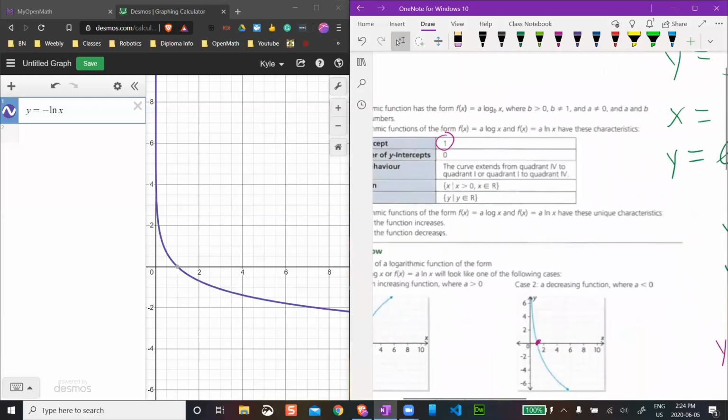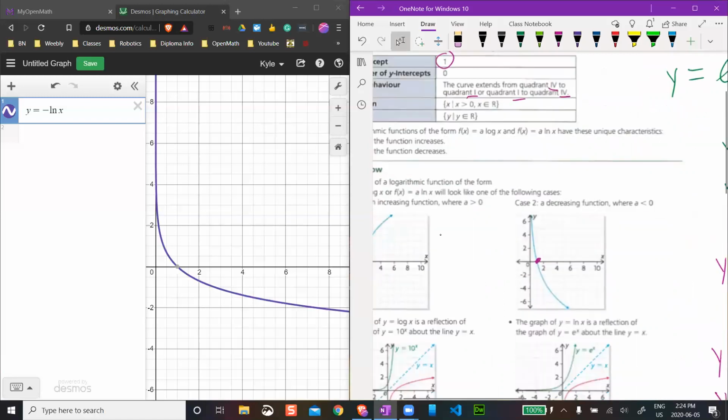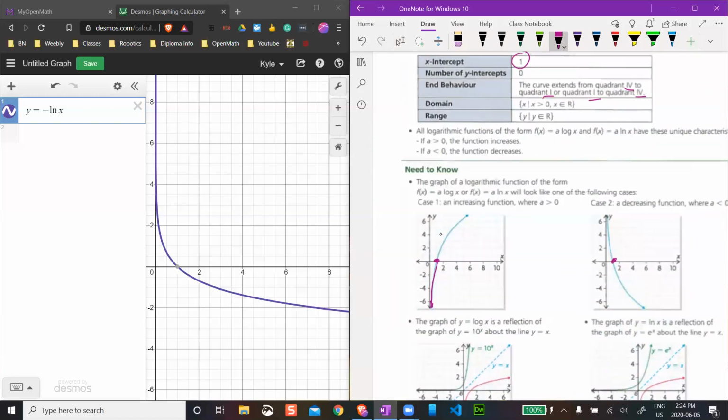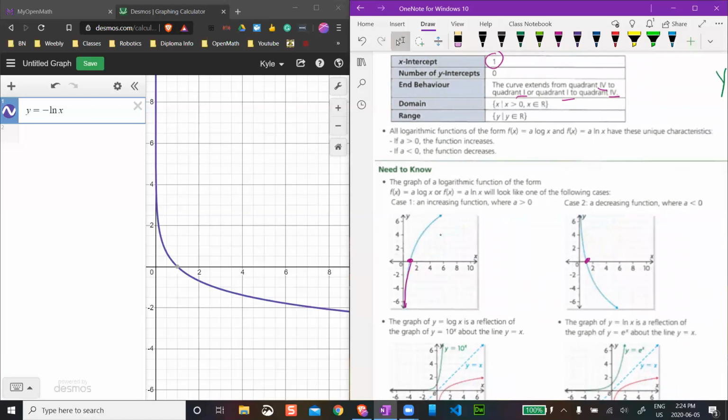The end behavior is you get a curve that extends from either quadrant 4 to quadrant 1 or quadrant 1 to quadrant 4. So just make sure you understand when to use this one and when to use this one, okay? So this is positive log x. This would be negative log x. Our domain, okay, so domain is what x is allowed to be. This is just saying x always has to be greater than 0. And then our range can be anything. It starts infinitely far down and it would go infinitely far up, okay?